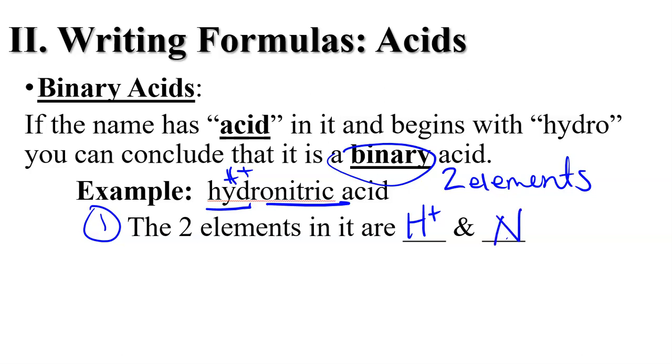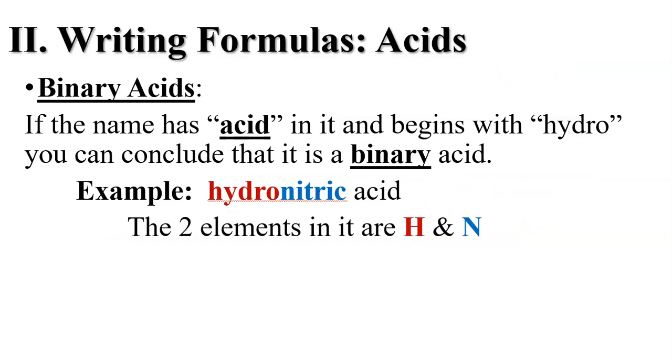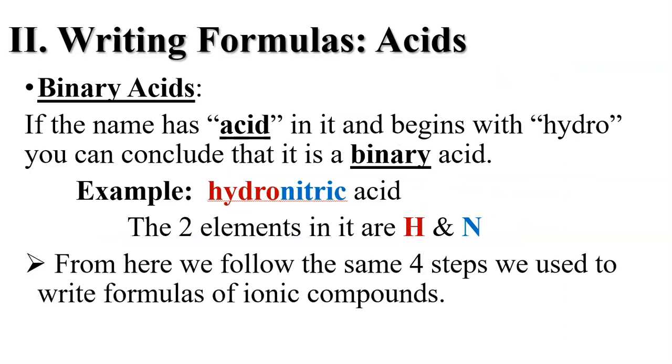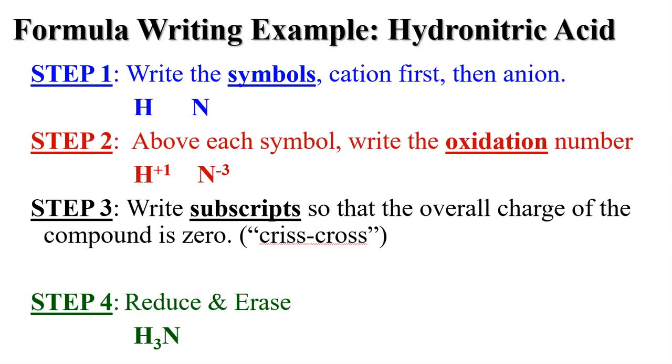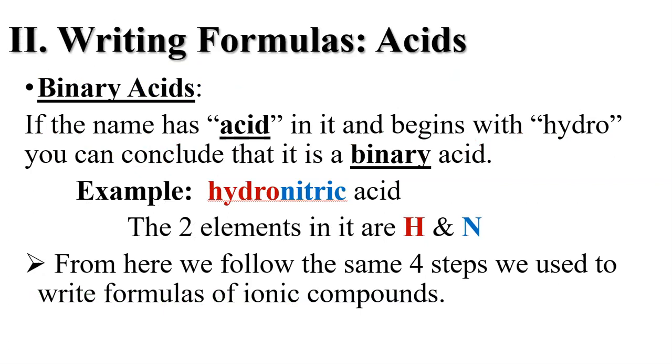Okay, so nitric is just nitrogen. And then looking at your periodic table, it's in group 15. So if it's in group 15, it has an oxidation number of -3. Sorry, not +3, -3. Okay, so N -3. So my two elements are H and N, and then you move forward like you would with ionic compounds.